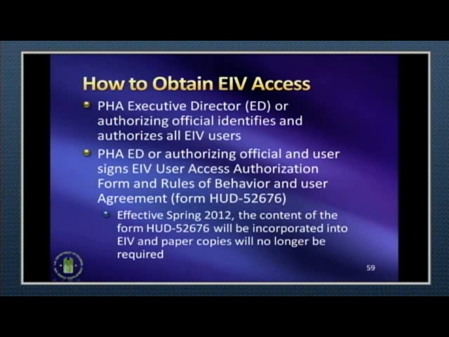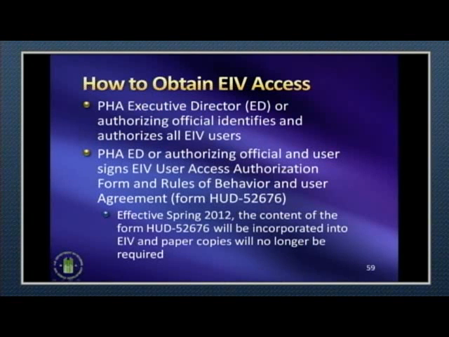Now, I do want to let you know that the HUD Form 52676 right now is a paper form. However, we're going to make this totally automated effective spring 2012. And basically, your EIV access right now, for the most part, is electronic with the exception of this HUD Form 52676. So all of the text on that form is going to be embedded into EIV.